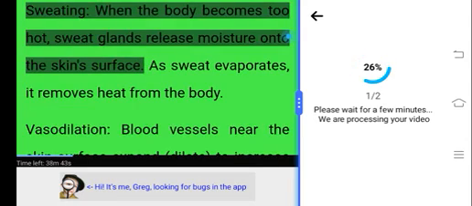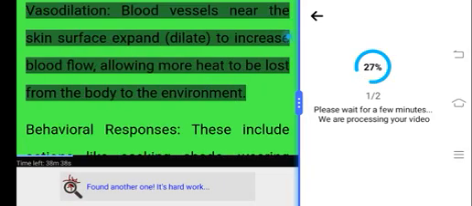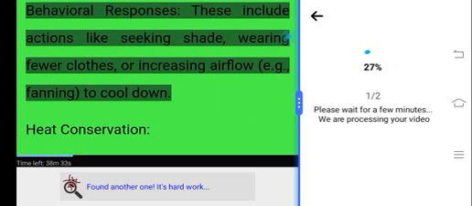Heat loss. Sweating. When the body becomes too hot, sweat glands release moisture onto the skin surface. As sweat evaporates, it removes heat from the body. Vasodilation. Blood vessels near the skin surface expand, dilate, to increase blood flow, allowing more heat to be lost from the body to the environment. Behavioral responses. These include actions like seeking shade, wearing fewer clothes, or increasing airflow, e.g., fanning to cool down.